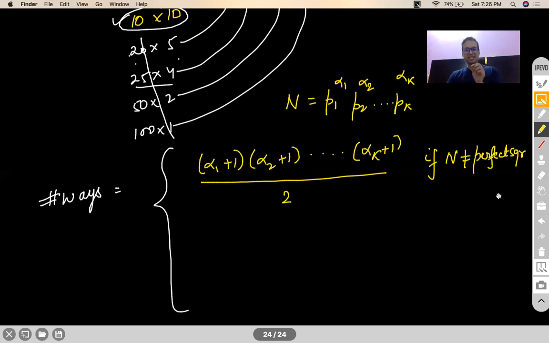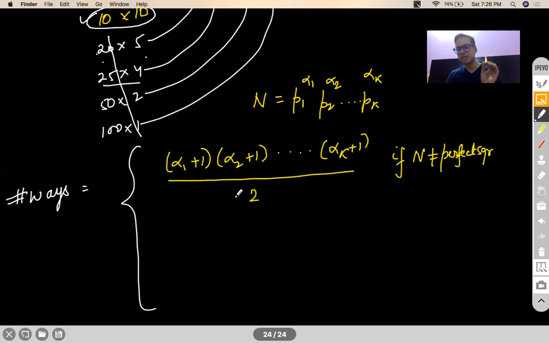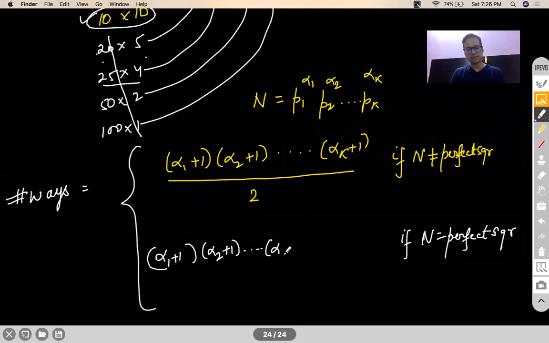Here we have to watch out whether the number is a perfect square. Remember, 100 is a perfect square. That's why this formula will not work. So if n is not a perfect square, then only apply this formula. Are you getting my point? So if n is a perfect square, then what will you do? Then you'll do alpha 1 plus 1, alpha 2 plus 1, all the way till alpha k plus 1.